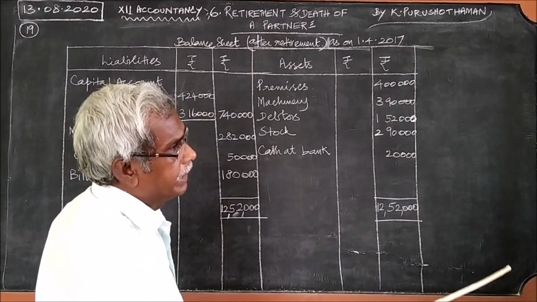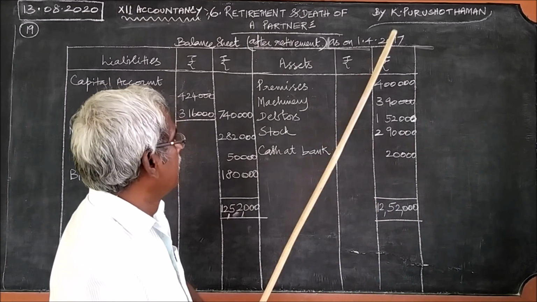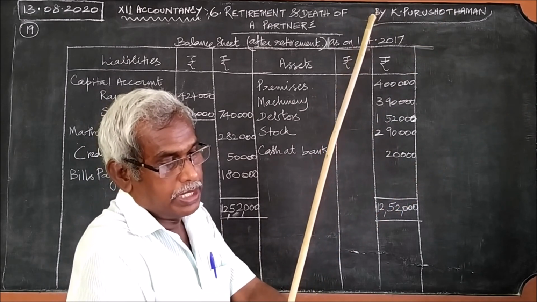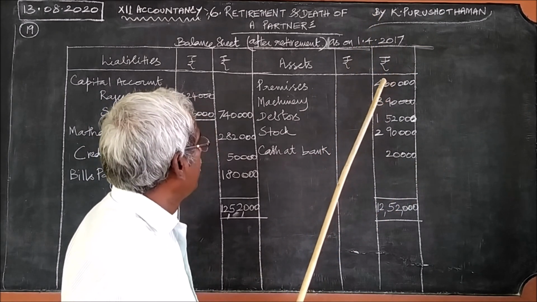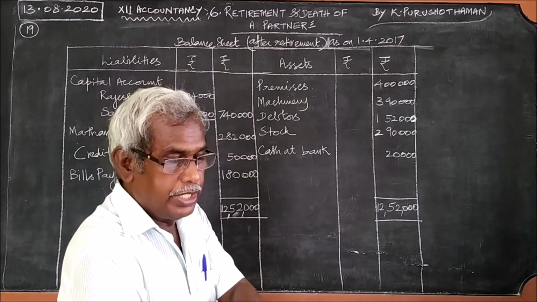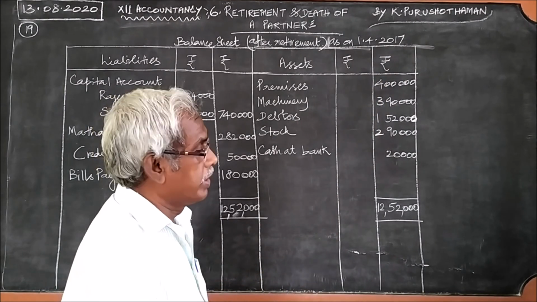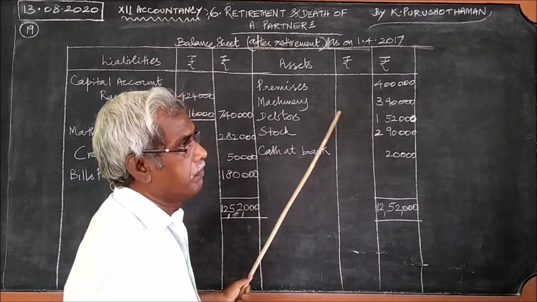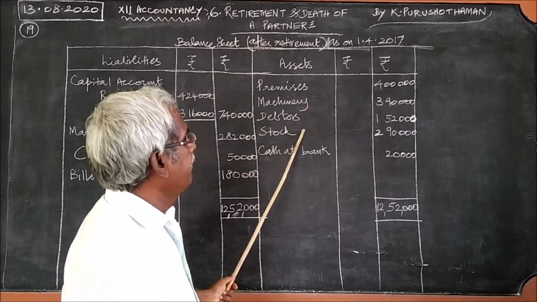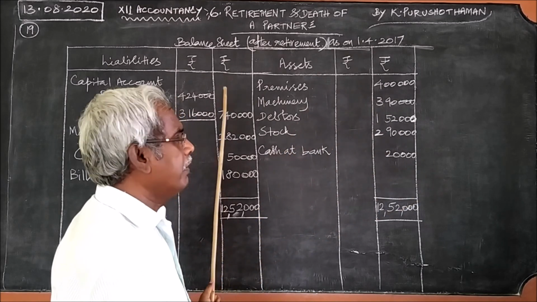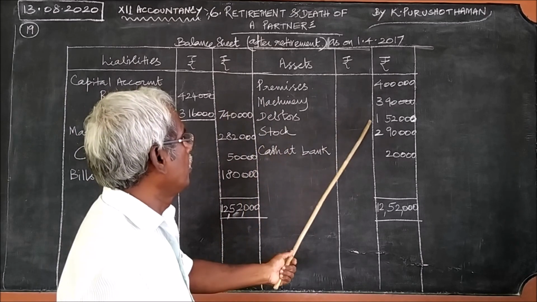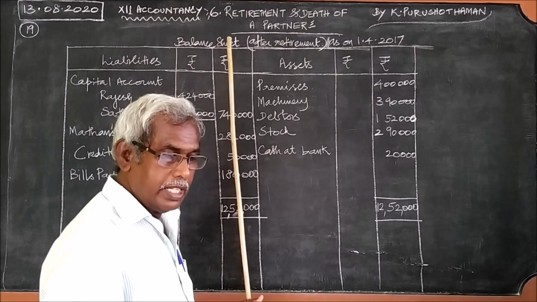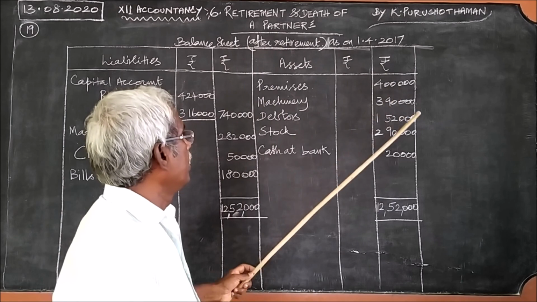Just enter the balance sheet items given in the problem. Premises, value is given 4 lakhs, no adjustment. Regarding machinery, the value in the balance sheet is given as 4,20,000, but the current value is given as 3,90,000, so we write it as it is. The debtors current value is 1,52,000. Stock current value is given, that is 2,90,000. After writing all these, the last item, cash at bank, 20,000, we should write.